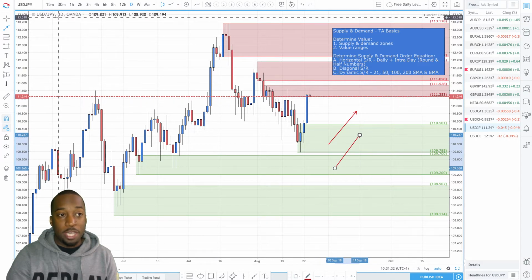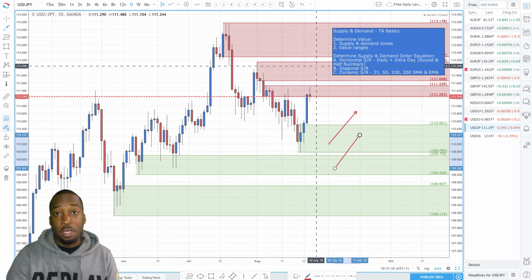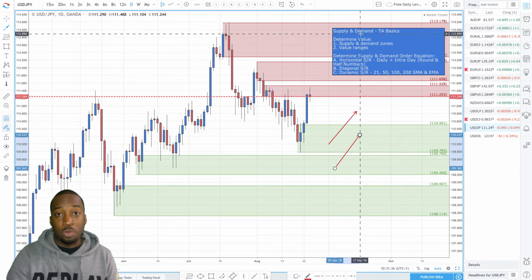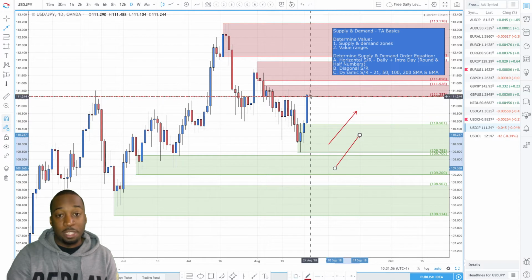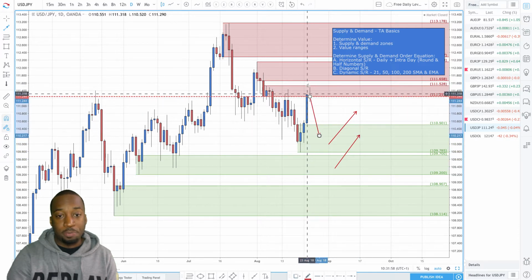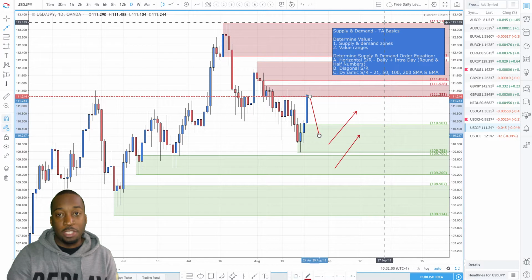And again, the yen benefiting from risk off sentiment. So if we do get trade wars, well, we're in a trade war environment anyway, but if it kind of ramps up and tariffs start increasing, and Trump starts really ramping up the rhetoric, then potentially we could have, from a sentiment point of view, prices react off of this supply zone.